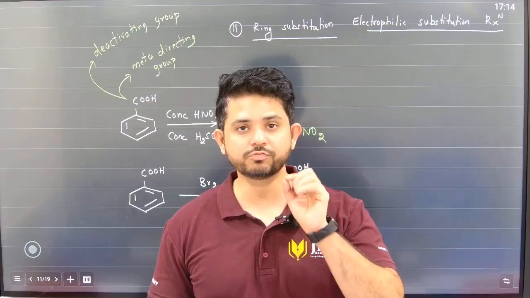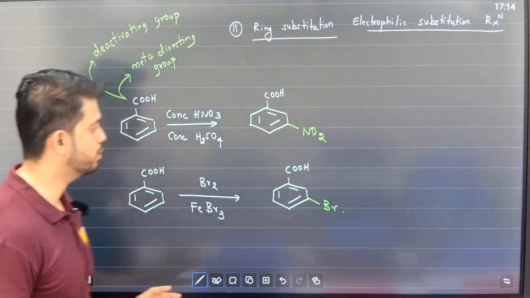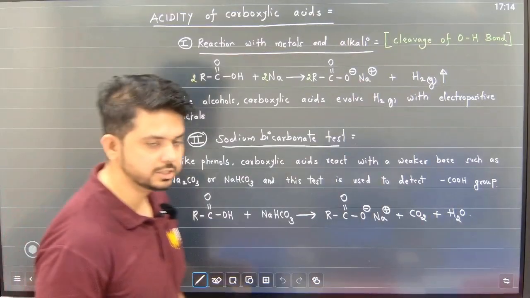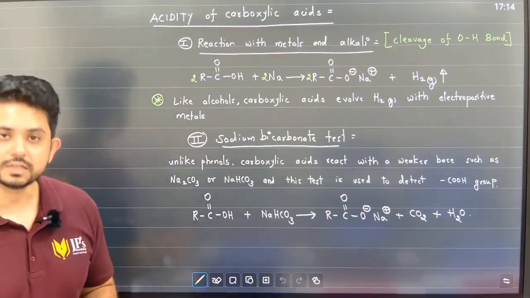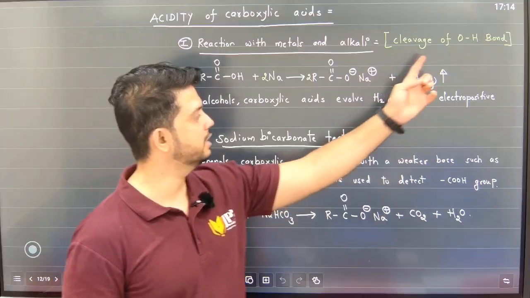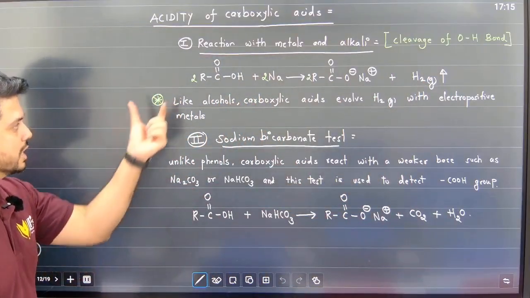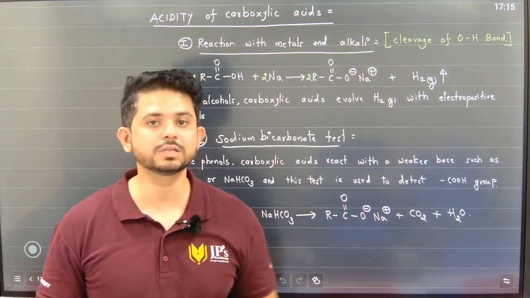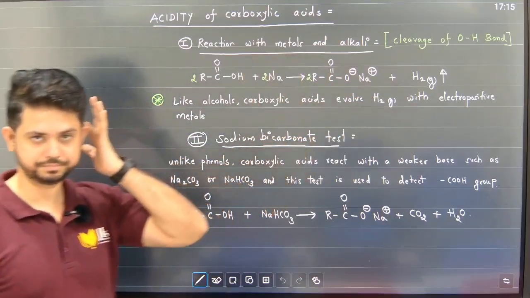Now let's move on to very, very important topic, which is acidity of carboxylic acid. Now students, in acidity of carboxylic acid, the first thing that we need to remember is we are breaking the bond between O and H. It's the cleavage of the OH bond. We're breaking bond between O and H. Now students, carboxylic acid, just like alcohols, they're very reactive towards electropositive metals and they release hydrogen gas.